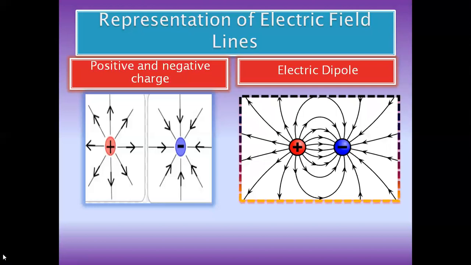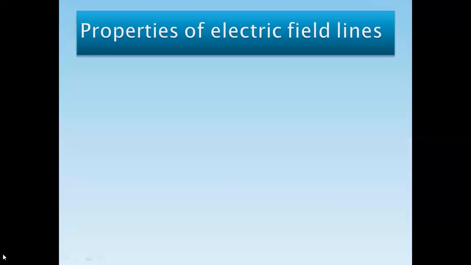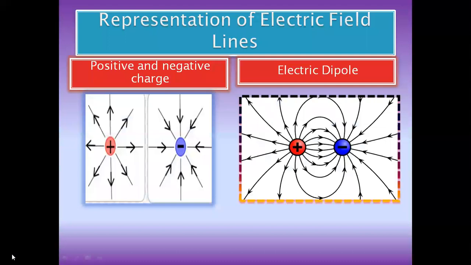Okay, that is our next topic. Here once again, the electric dipole: in an electric dipole, the electric field lines originate from the positive charge and end at the negative charge. Okay, so that's the system.